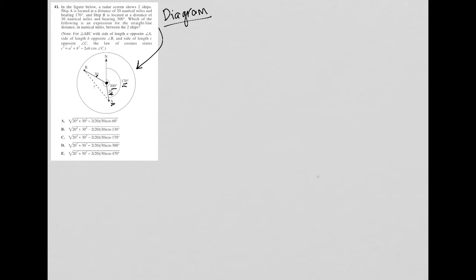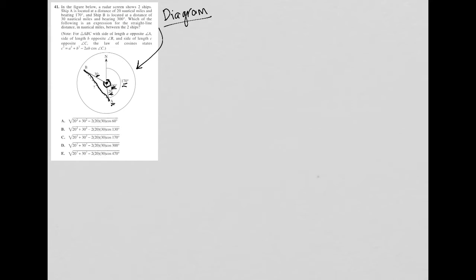And then ship B is located at a distance of 30 nautical miles. So we also have recognized the 30 before, and bearing 300 degrees. All right, so the 300 degrees is this line or this angle here that goes all the way around, right? Almost to 360. So all the way to the line that connects the center to B. This connects the center to point B. Which of the following is an expression for the straight line distance in nautical miles between the two ships, right? So this dashed line that has the question mark.